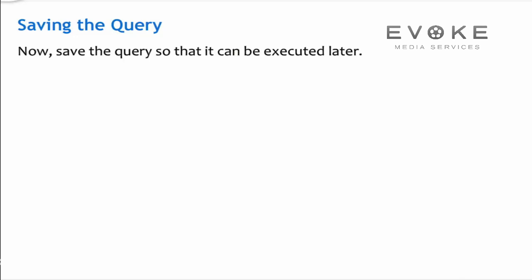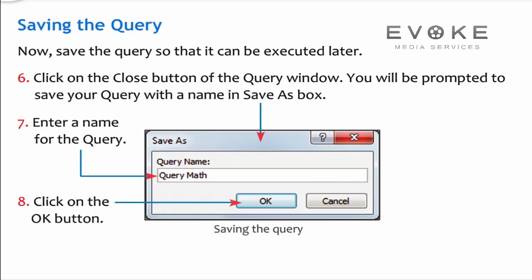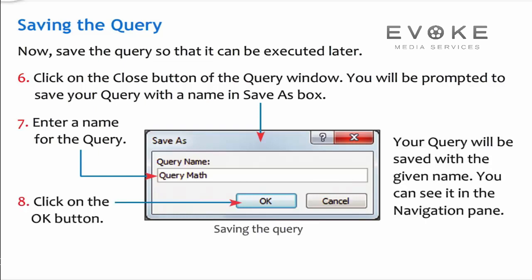Saving the query. Now save the query so that it can be executed later. Click on the Close button of the query window. You will be prompted to save your query with a name in the Save As box. Enter a name for the query. Click on the OK button. Your query will be saved with the given name. You can see it in the navigation pane.